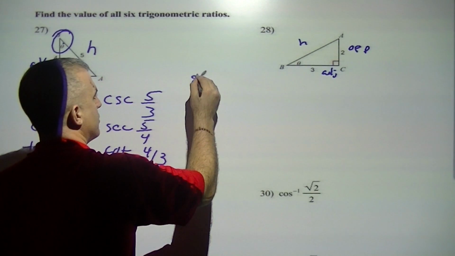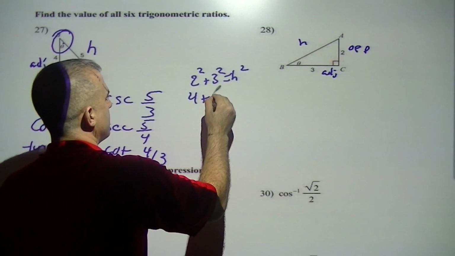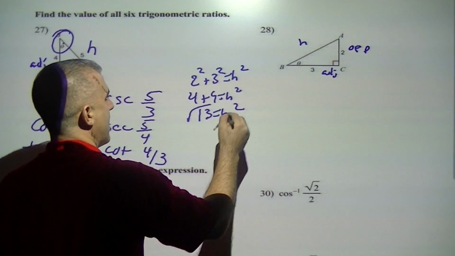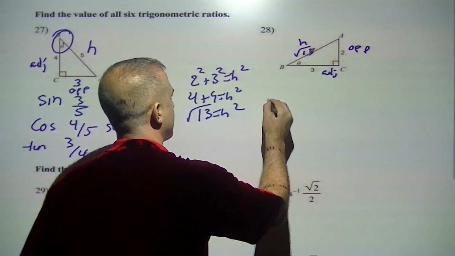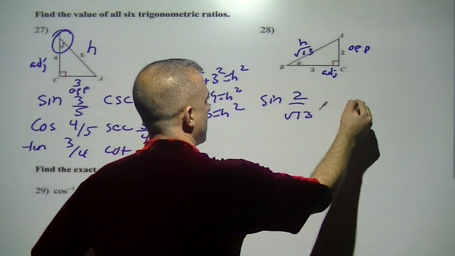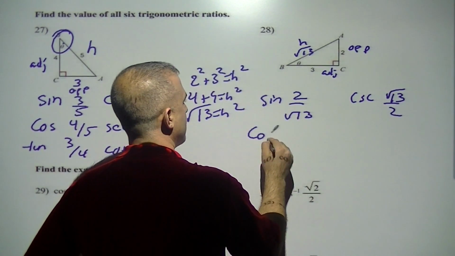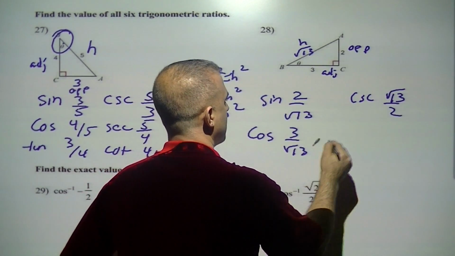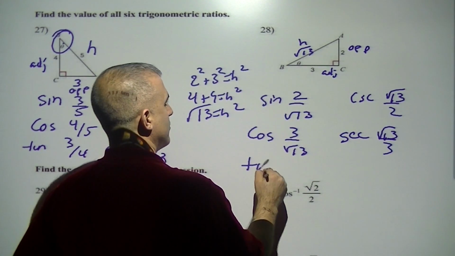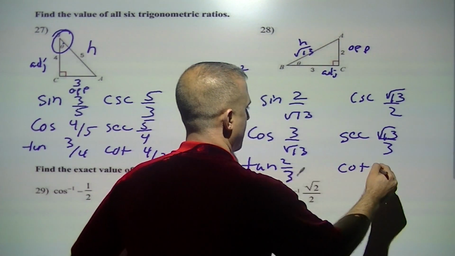Okay, here's my hypotenuse, my opposite, and my adjacent. So I would do 2 squared plus 3 squared equals my hypotenuse squared. So 4 plus 9 is 13, square root of that. So this is square root of 13. So I got sine will be 2 over the square root of 13, making cosecant square root of 13 over 2. Cosine would be 3 over square root of 13, and making secant square root of 13 over 3. And then tangent would be 2 over 3, cotangent would be 3 over 2.